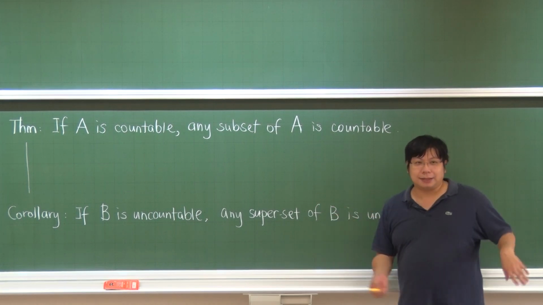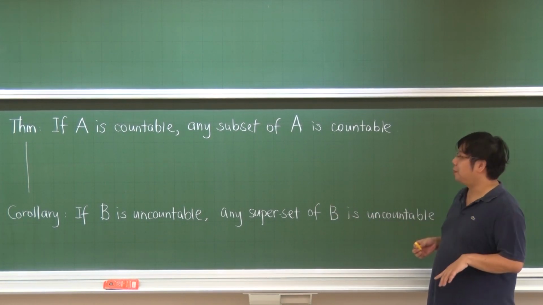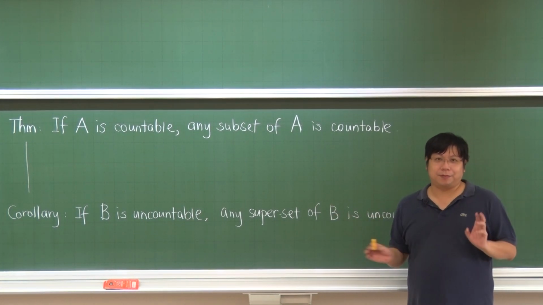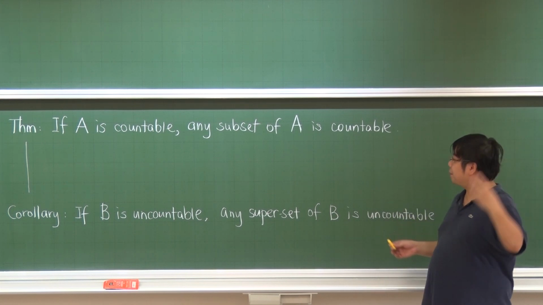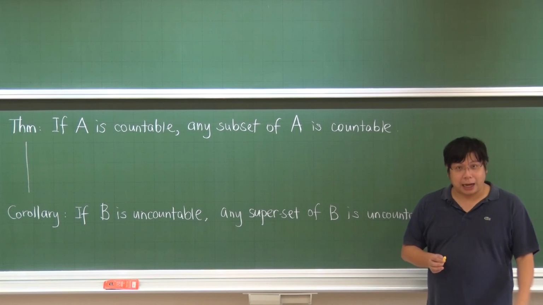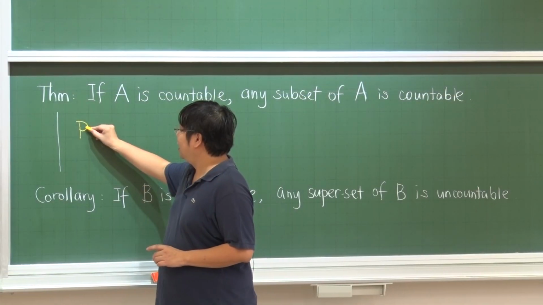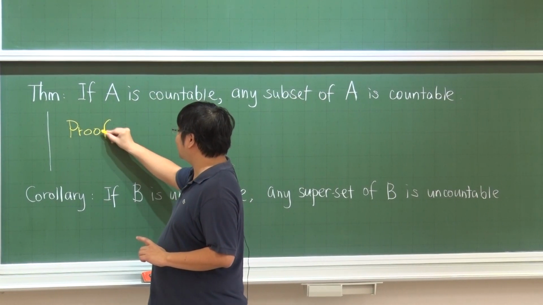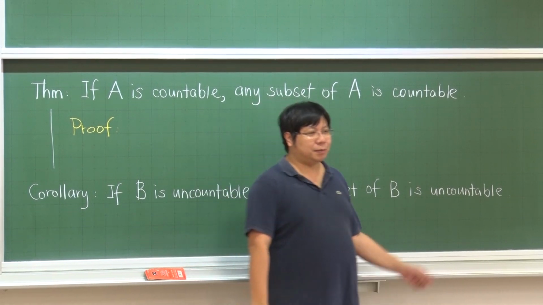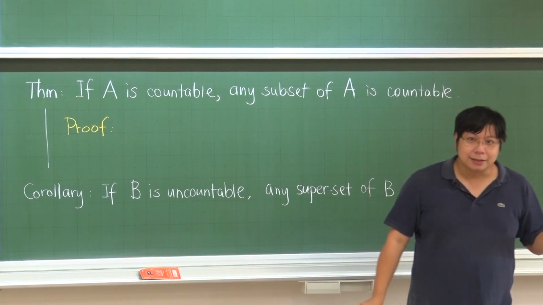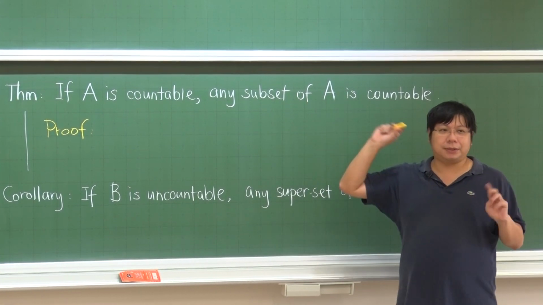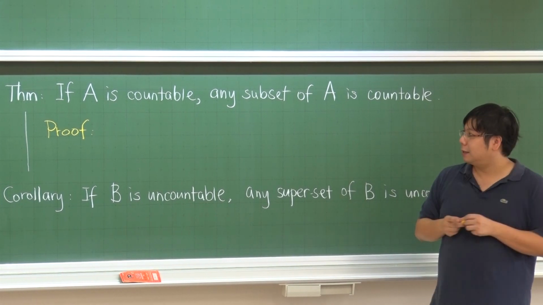So this theorem says if a set A is countable, then any subset of A, if you pick any subset of A, will also be countable. So the proof is easy. You need to recall what is meant by countable. Countable means either it is finite, or it is infinite but there is a one-to-one correspondence with N.